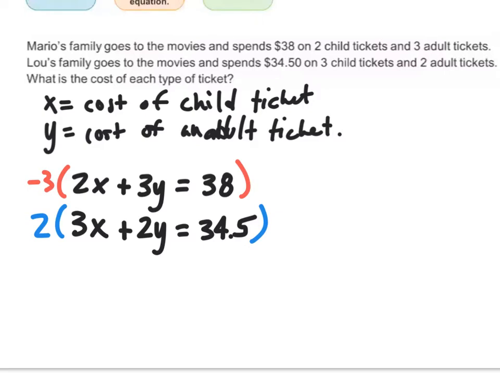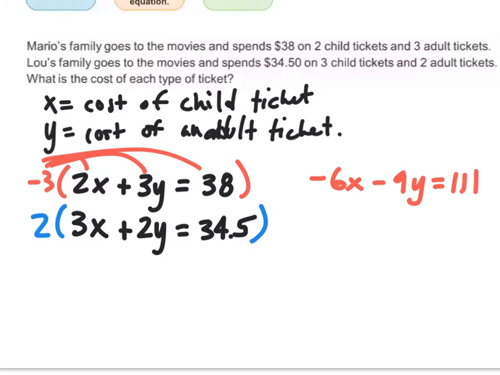Okay, so when I do that, I'm going to distribute this -3 into each of those terms, and I'm going to get -6x minus 9y, and that's equal to 38 times -3, which is -114. Then same thing down here. 2 times 3x is going to give me +6x. And then 2 times 2y is going to give me +4y. And then 2 times 34.5 is going to give me 69.